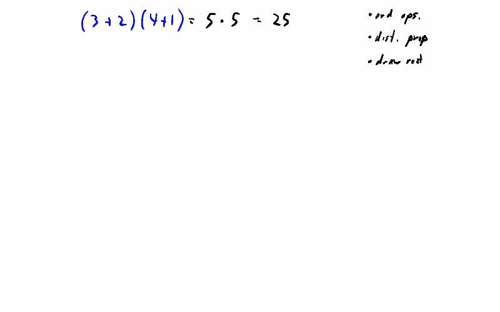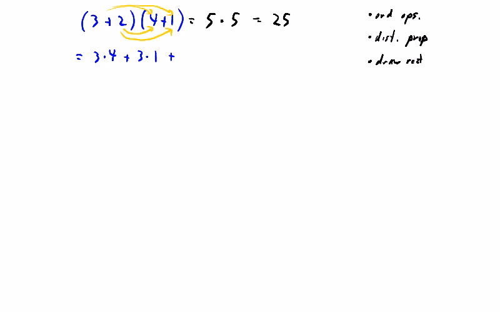Now, let me do it the second way of using the distributive property. The distributive property tells me that I must multiply the 3 times both terms in the second factor. So the first thing I will do is say this is equal to 3 times 4 plus 3 times 1. The next thing that I need to do is multiply the 2, which is the second term in the first factor, times both terms in the second factor.